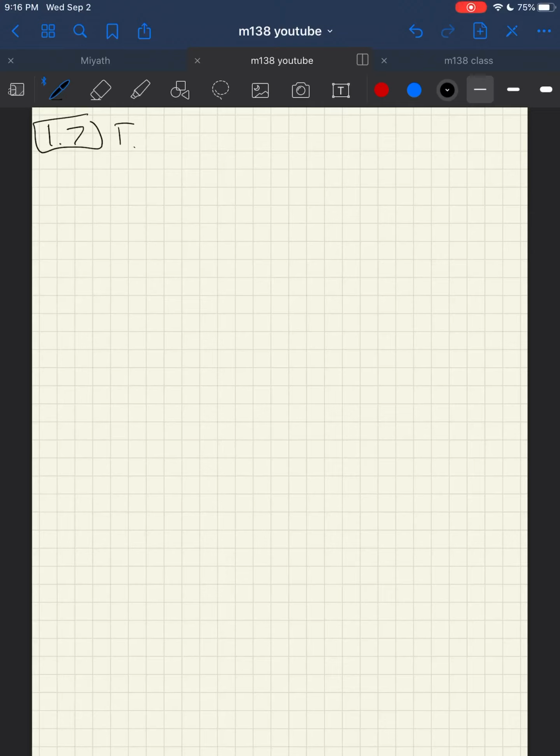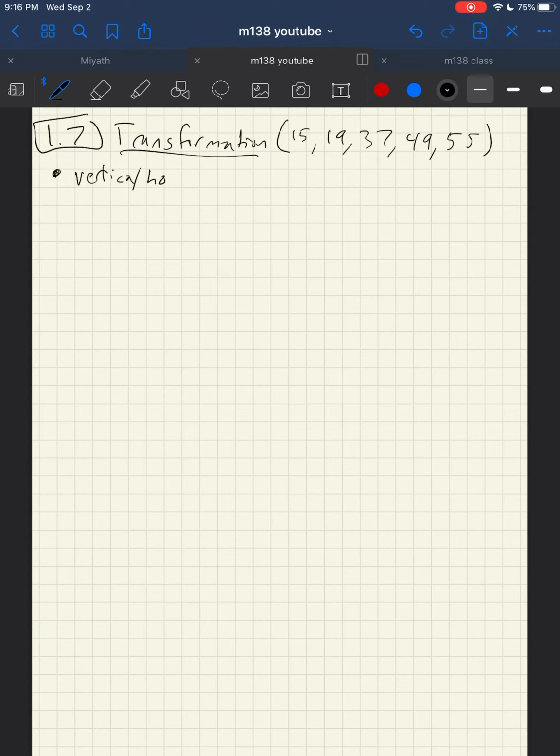So right now I want to talk about transformations. This section has 15, 19, 37, 49, and 55. This section can get out of hand, so you really got to be careful with this one. So we're going to do vertical and horizontal stretches and shifts, and we're also going to do reflections.